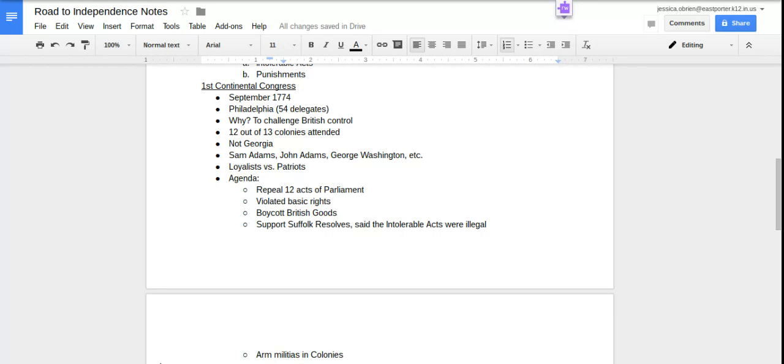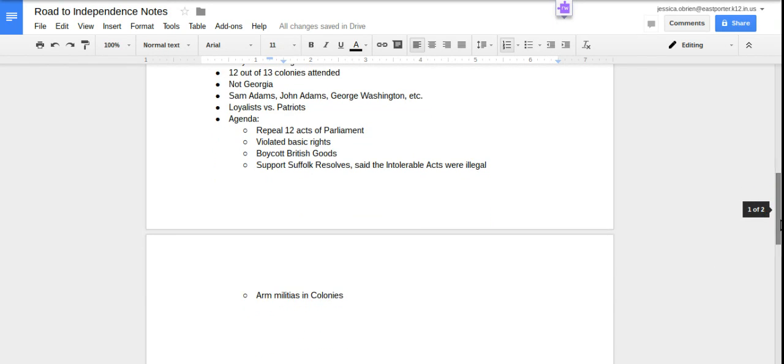So again, here we have to look at what they were doing. The first item on their agenda was to look at the acts, these taxes that we saw, the Intolerable Acts of Parliament, and how they were violating every single civil right of a British man. They also decided to boycott British goods. And not only that, they supported the Suffolk Resolves, which was created by Bostonians who said that the Intolerable Acts were illegal. They also encouraged other colonies to arm themselves with militias.